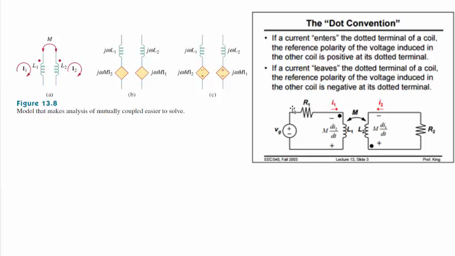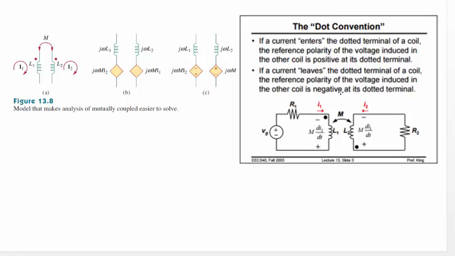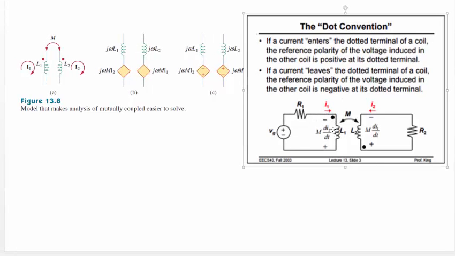So it says if current enters the dot, so here I1 is entering the dot of this primary side. If current enters the dot of a coil, then the reference polarity of the voltage induced on the other coil is positive at its dotted terminal. So what that actually means, let me grab my pen because color is going to become important here. Current is going in this terminal. That means the induced voltage over here is positive where the dot is on the secondary terminal.